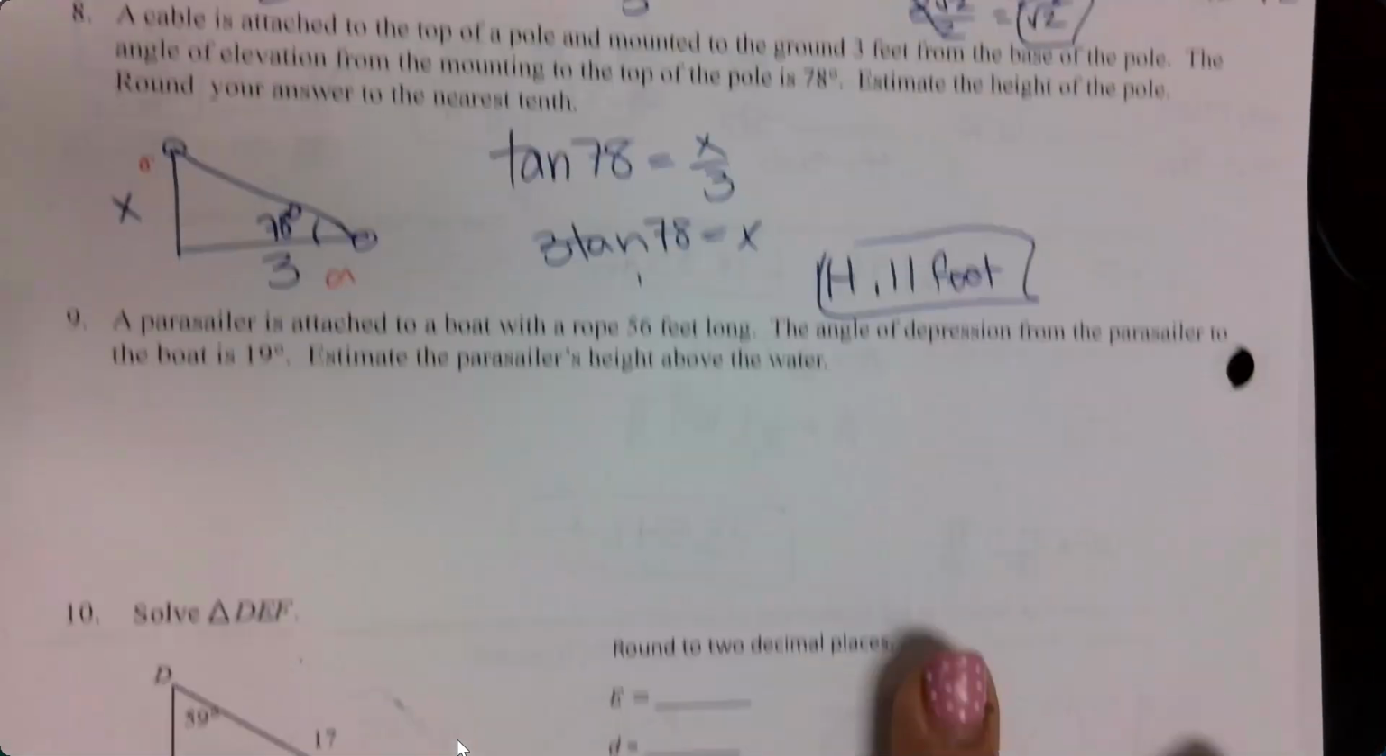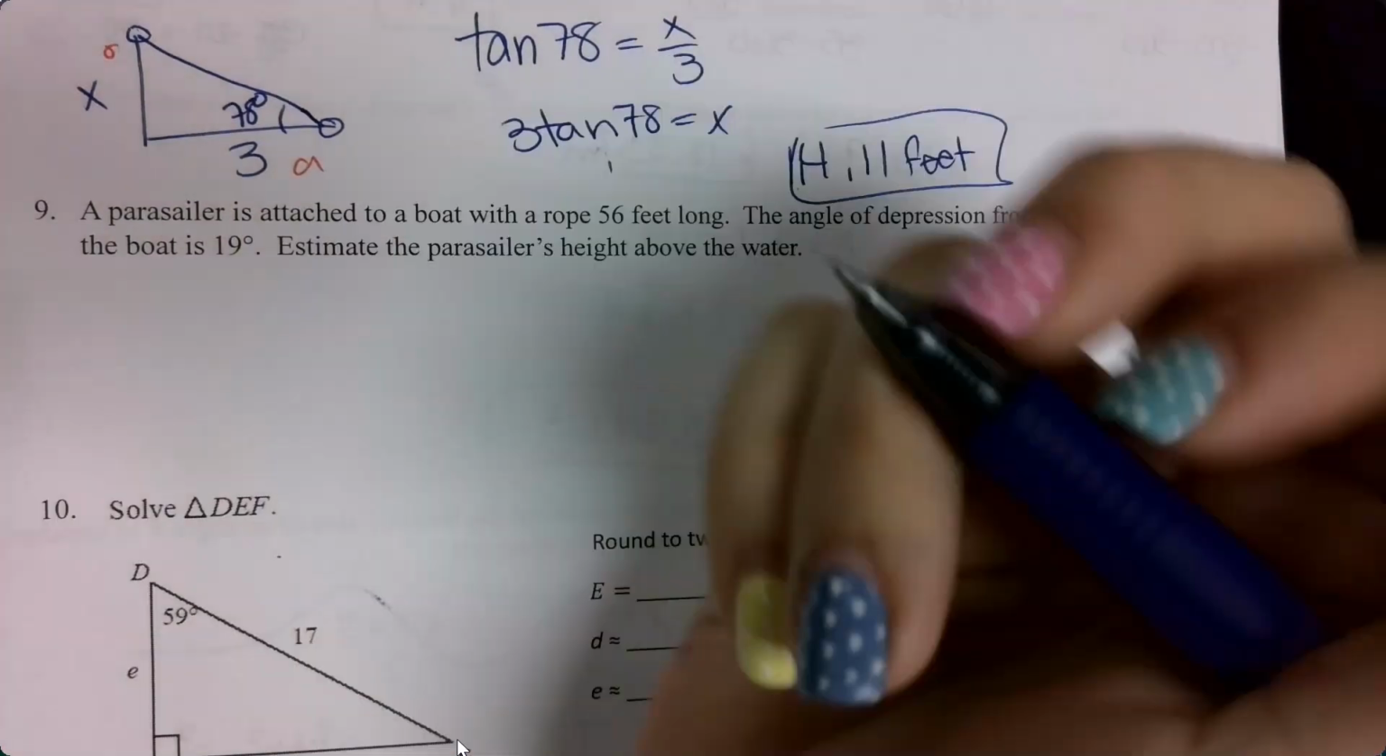Okay. Number 9 says a parasailer is attached to a boat.